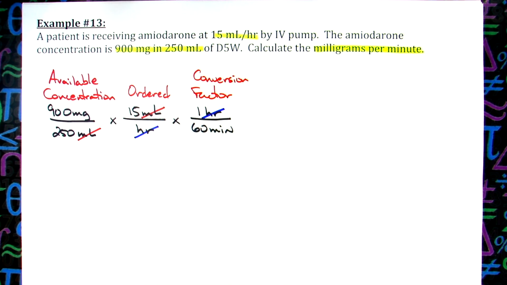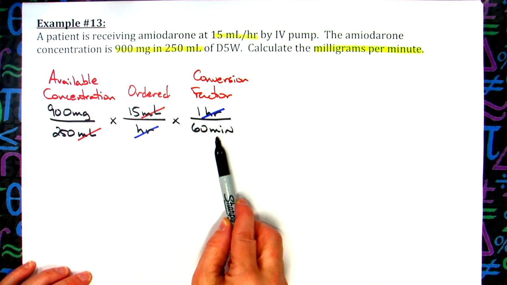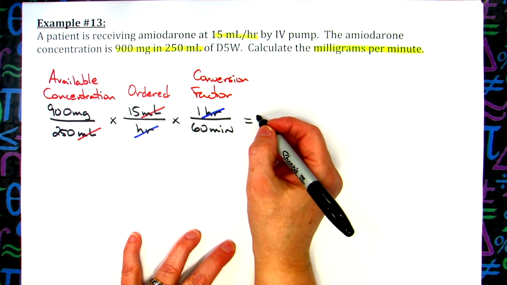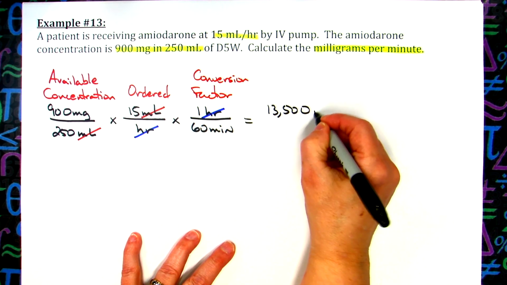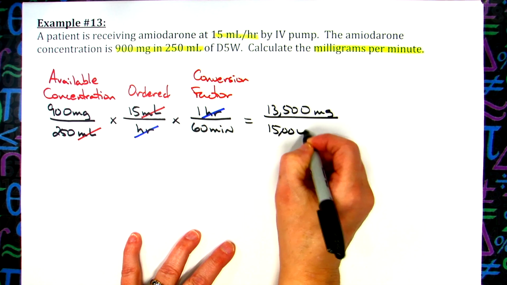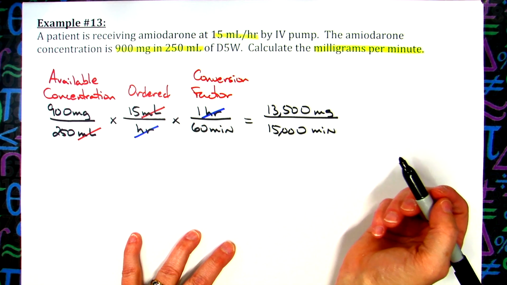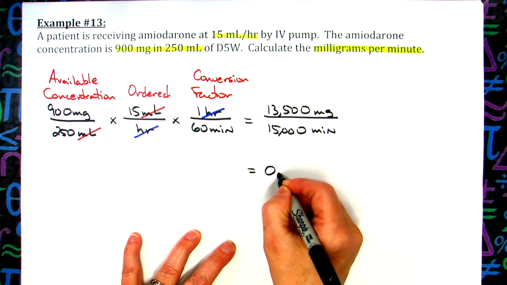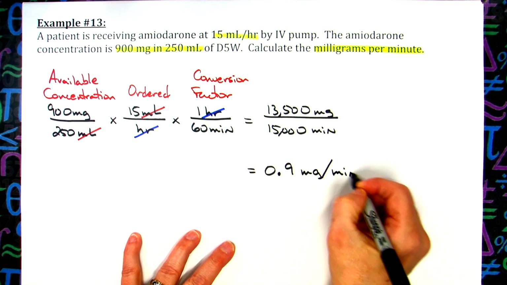And then checking to see if I'm done. I just look to see what label I got on top, milligrams. What label do I have in the bottom? Minutes, milligrams per minute. That's what I need. So then now I know I'm done. Multiplying across the top, I'm going to have 13,500. That's going to be milligrams. Multiplying across the bottom, I'll have 15,000 minutes is going to be my label. That's okay that the top number is smaller than the bottom number. You're just going to go ahead and divide. You'll end up with a number less than 1, 0.9, and that's going to be milligrams per minute.